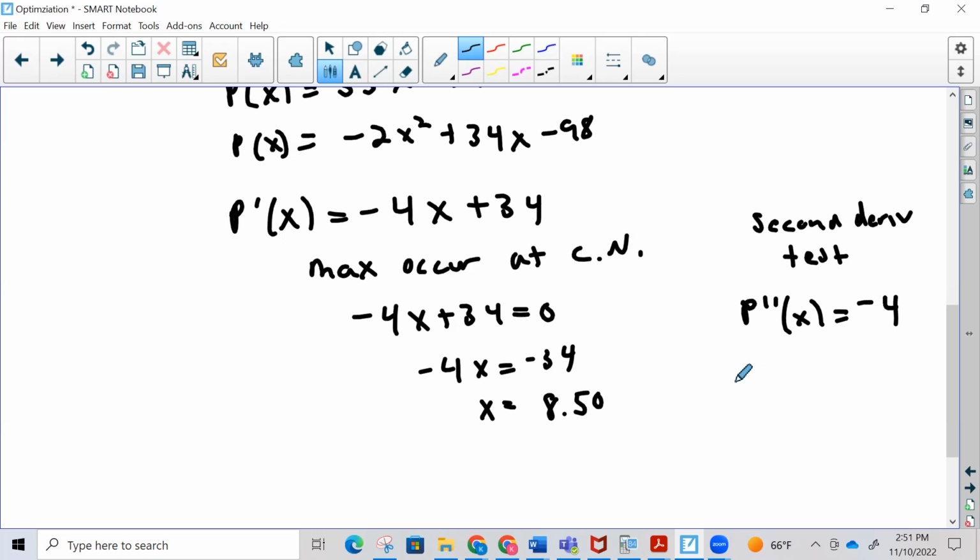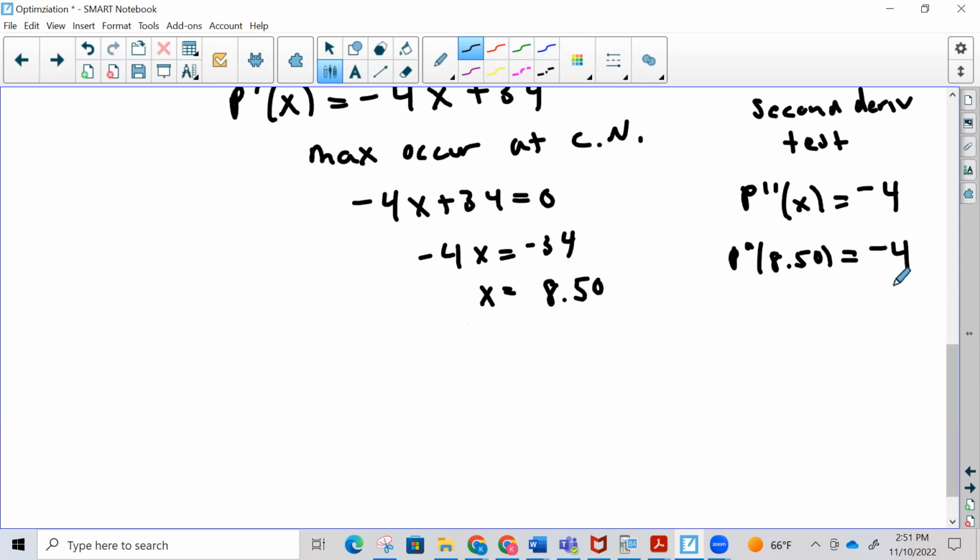We plug in our critical point. In this case, because there's no X, it's just going to be negative 4. I don't have anything to substitute in. Then we think about it: if it's negative, that means my profit function P is concave down, which means the critical point, which occurs where the derivative is 0, is going to be a max. So this verifies that it's a max. Because if it wasn't a max and it was a min, then you would say there is no maximum profit.